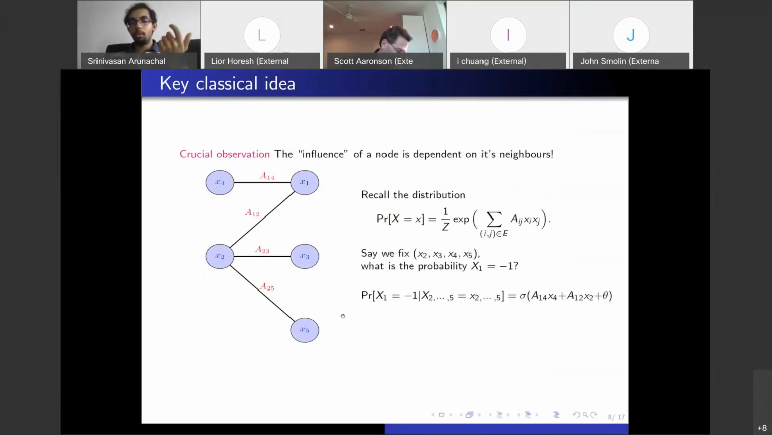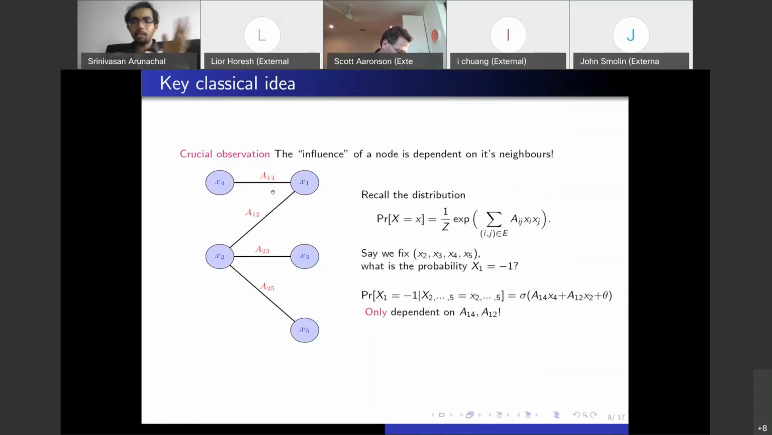If you just do a routine calculation, you can write this in terms of this thing, where sigma is just a sigmoid function. It's not important. What's important is the probability x1 is -1 only depends on its neighbors. So if I want to understand x1, it only depends on a14 and a12. I don't care what a23 is or what a25 is. This is really the crux of what people observe: the influence of a node only depends on the edge weights of its neighbors, not on any other edge weights.